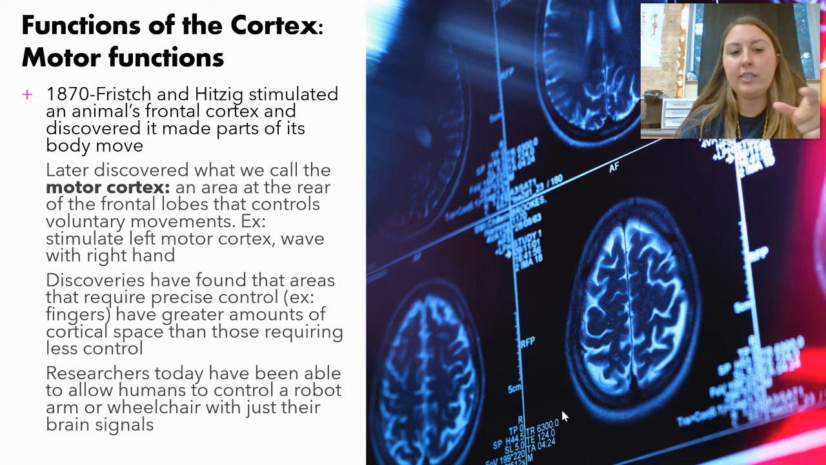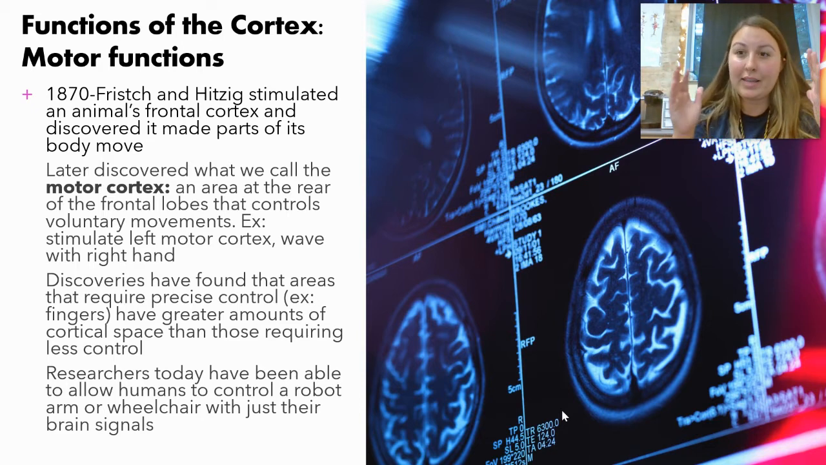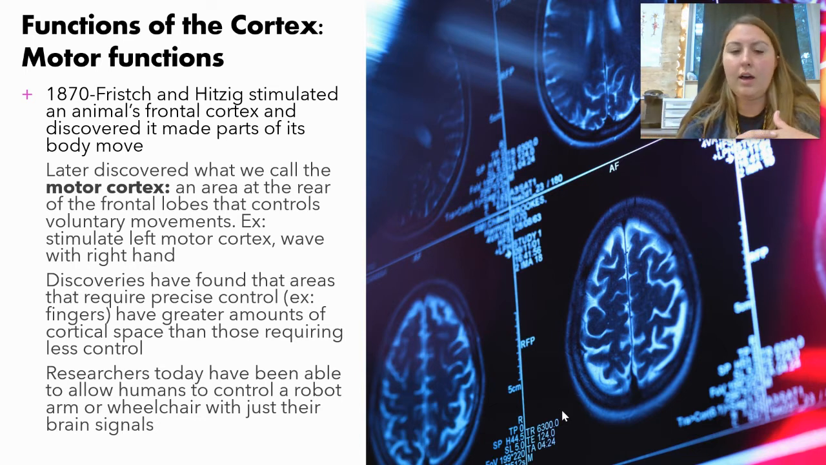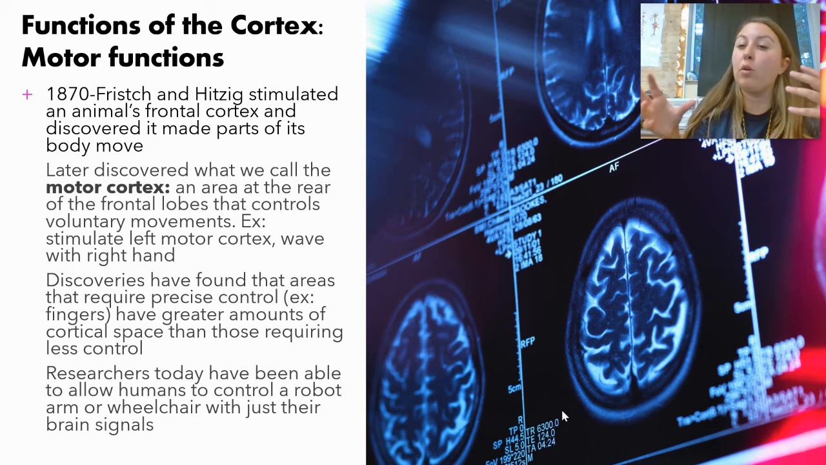Now, interestingly, in the motor cortex, researchers have found that areas that require more fine motor control, for example, your hands, your fingers, like to write, those areas in the motor cortex take up a greater amount of space than areas that require less control, like a leg's muscle. So the small muscles here require more precision, so they have a greater surface area in the motor cortex than ones that require less precision.